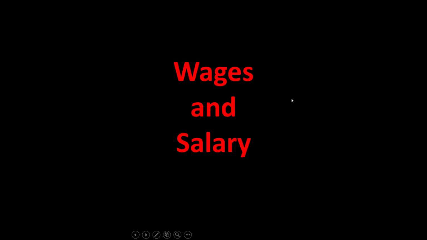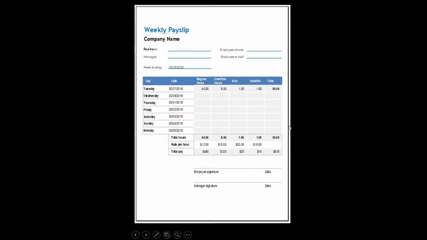So first things first, wages are calculated weekly. With wages, somebody gets paid each week at the end of that week, or they would get paid every second week, what they call fortnight payment. Then when we talk about salaries, salaries get paid monthly. So please just understand the difference. Wages are weekly and your salary is monthly.